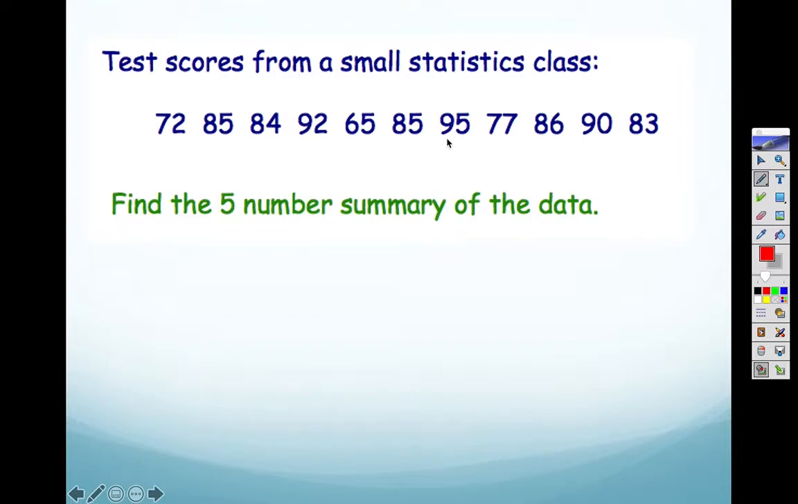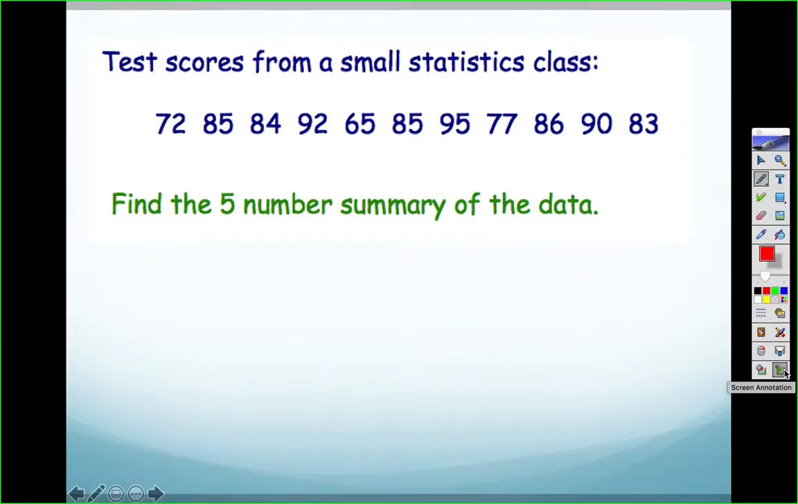Here we go. Test scores from a small statistics class. Find the 5-number summary. I'm going to find this 5-number summary, and we're going to use it quite a bit. So this data, is it in order? No, it is not in order. We need to put it in order. What is the lowest score? 65. 65 is our lowest. So I'll say I used it.